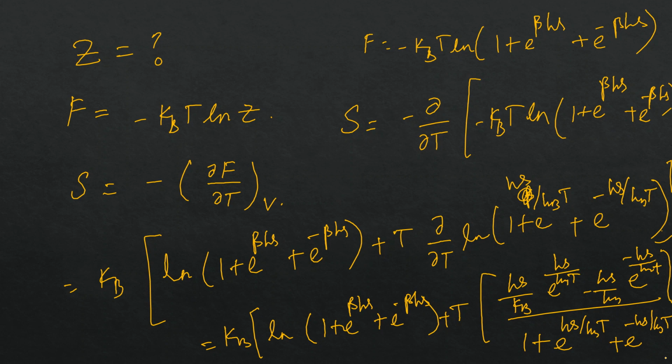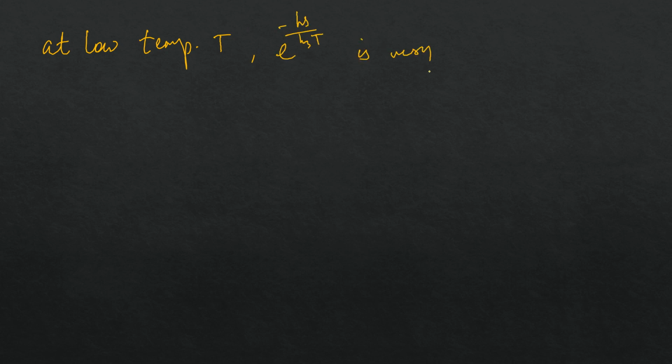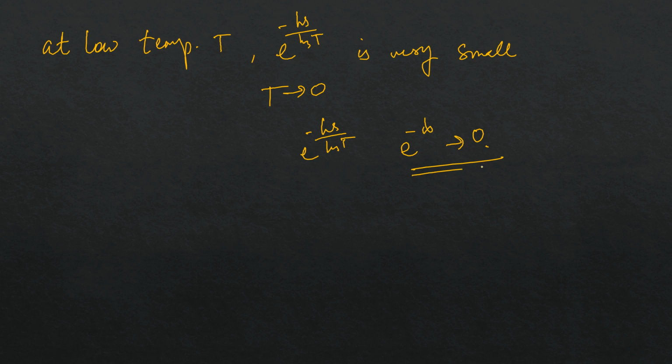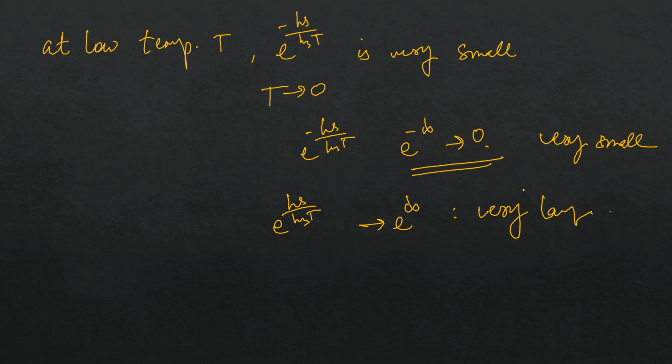Okay, so now if you analyze a bit, the question is about low temperature, the system is at temperature T. At low temperature, what happens? e to the minus HS by kBT is very small, because T tends to 0, so e to the minus HS by kBT tends to e to the minus infinity, that is equal to 0. So it's very small, right? And e to the power HS by kBT becomes e to the power infinity, which is very large.